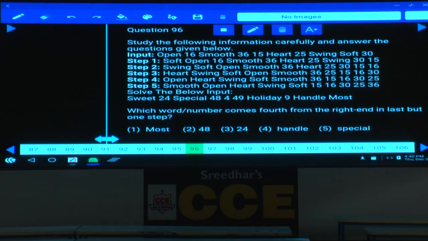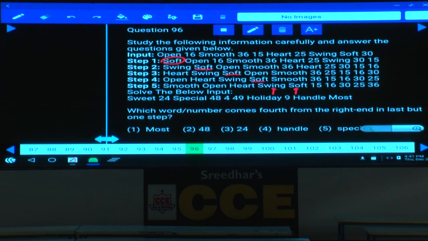Now in the word soft, how many vowels are there? There is only one vowel, isn't it? Next, in swing, how many vowels are there? There is only one vowel, that is I. First we have taken the words which have only one vowel, and they are shifted to the right-hand side.